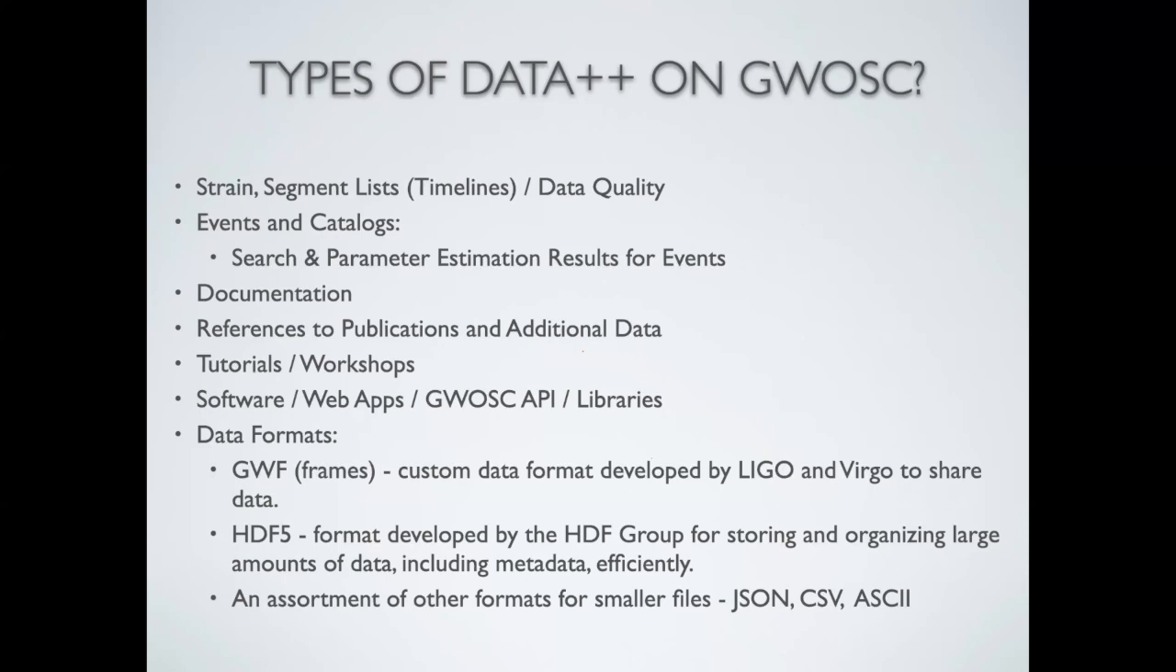But GWASC is also distributing the data in HDF5 format, which was developed by the HDF group a very long time ago, but it keeps evolving and becoming better. Which is useful for storing and organizing large amounts of data, and it includes lots of metadata and is very efficient and widely used by lots and lots of open source software. There's also several other formats for smaller files, that have various snippets of information in them. You can find stuff in JSON, CSV, and also ASCII on the GWASC website.